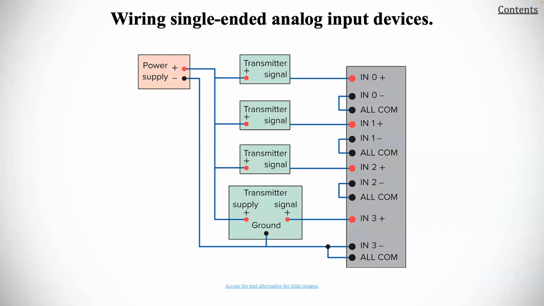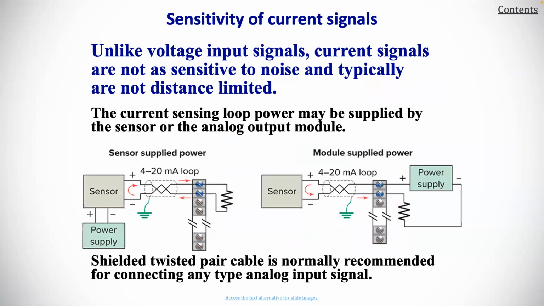For wiring single-ended analog devices, this is what it would look like. You have a power source, and then you get into the inputs and outputs for your controller that we're showing on that other side.